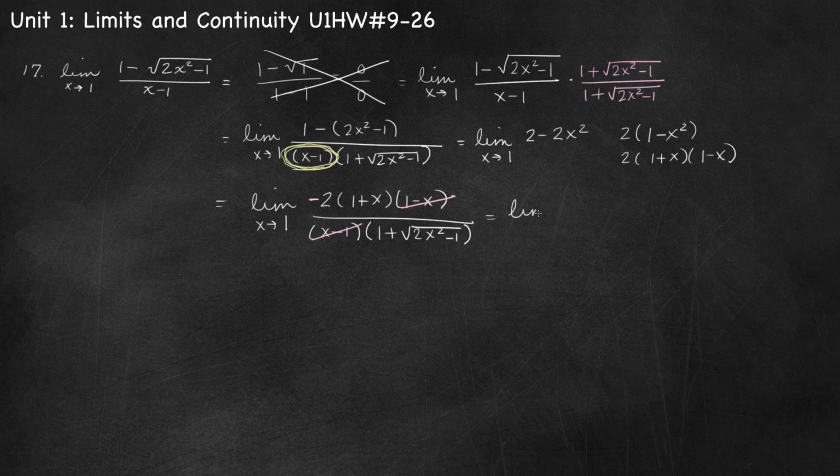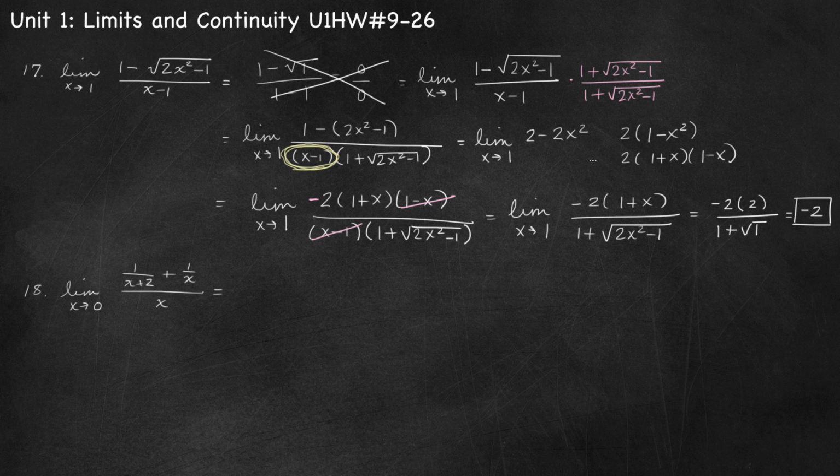So now I have the limit as x approaches 1 of negative 2 times 1 plus x over 1 plus the square root of 2x squared minus 1. And substitution here gives me negative 2 times 2. I'm substituting a 1 in for the x over 1 plus the square root of 1. So negative 4 over 2 equals negative 2. My limit is equal to negative 2.